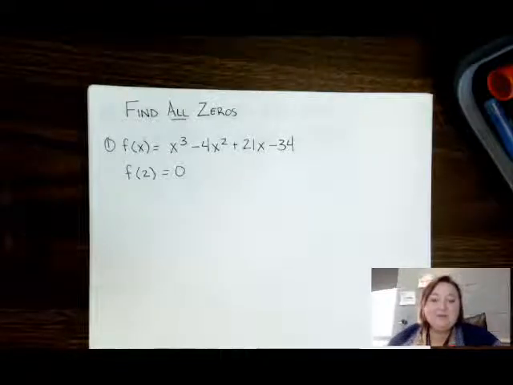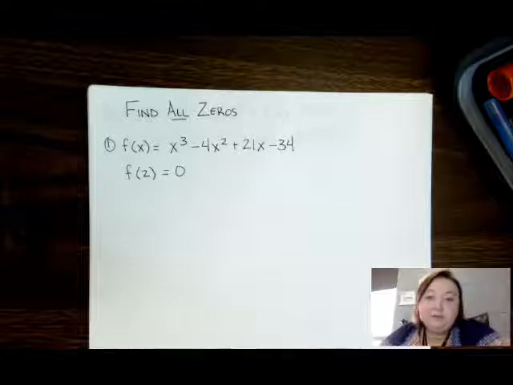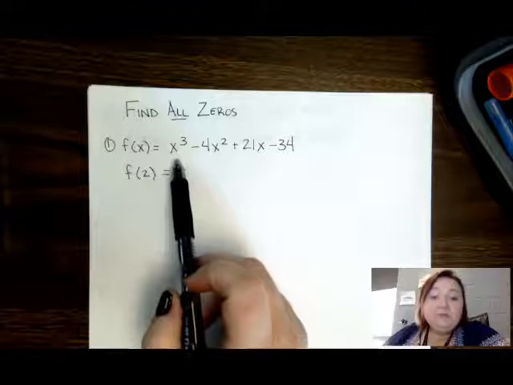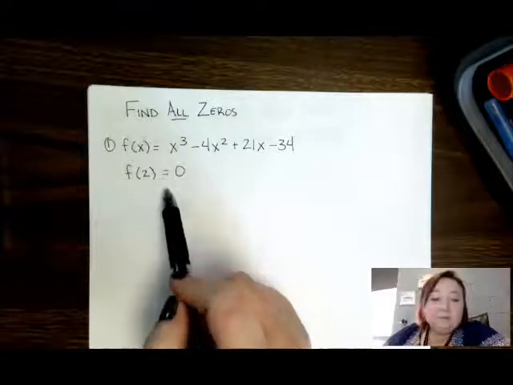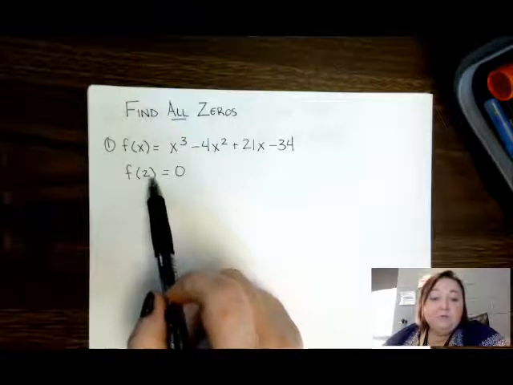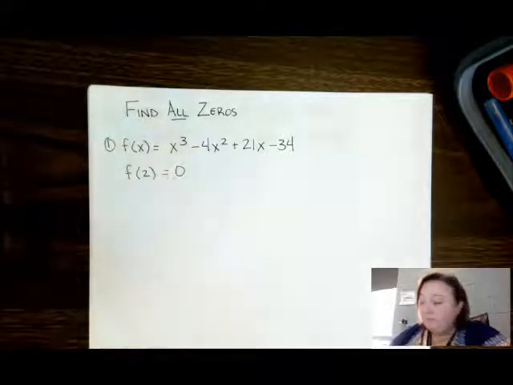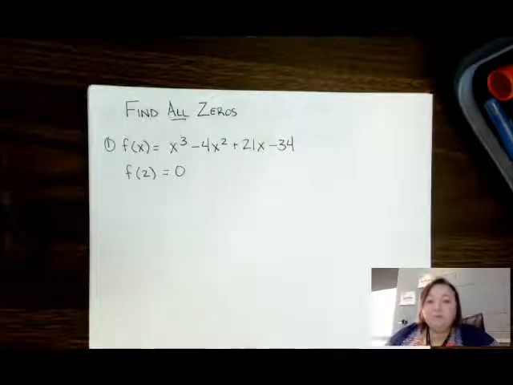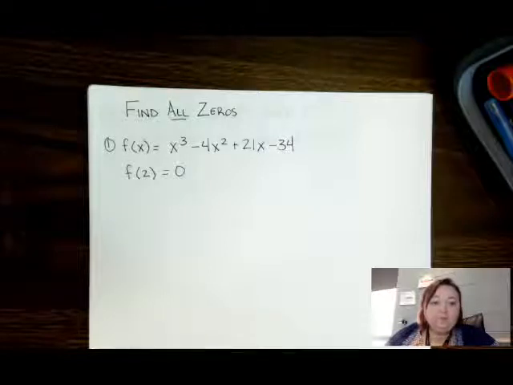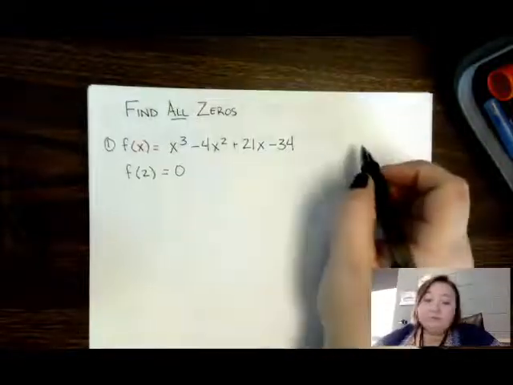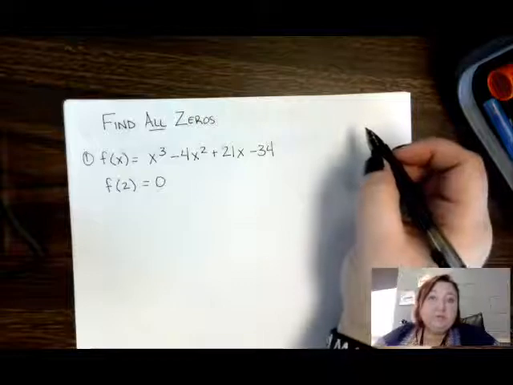Hey, so today what we're going to look at is finding all zeros. If you're given a function, like I'm given here, you're also going to be given some additional information. In this case, we're given that f of 2 equals 0, okay? And so what we want to do is find all of the zeros. Well, one thing that you need to remember is that based on the fundamental theorem of algebra, the number of zeros equals the degree.